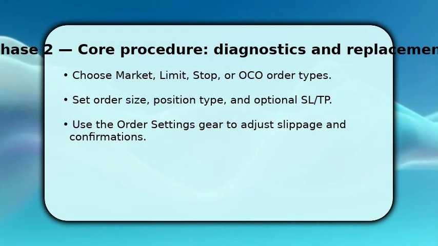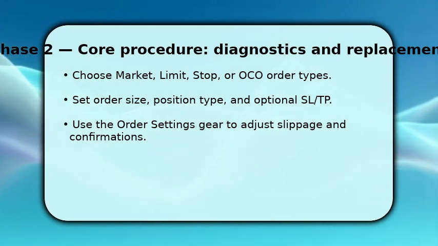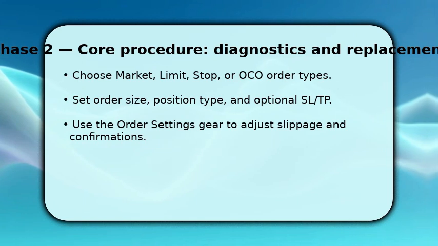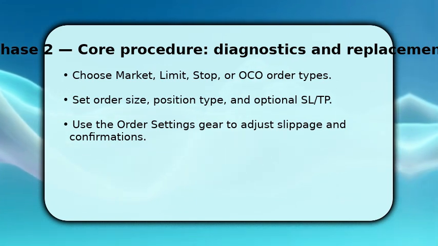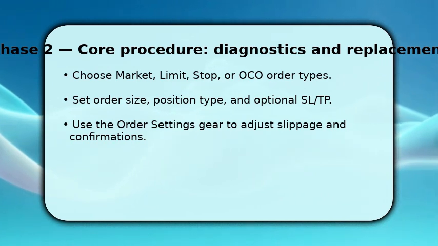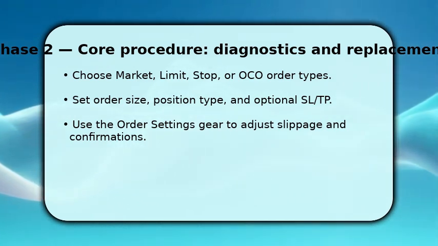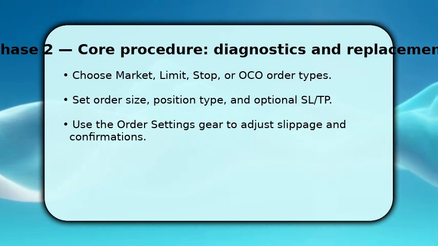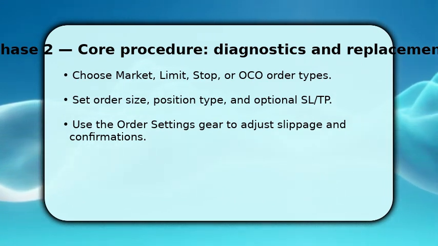Once connected, you place orders from the order panel or directly on the chart by right-clicking. Choose Market or Limit depending on your intent. Configure quantity and instrument. Make sure you select position type and add stop loss or take profit to simulate risk management. Then open the order settings gear to set slippage, order confirmations, and whether to use pre-filled size.